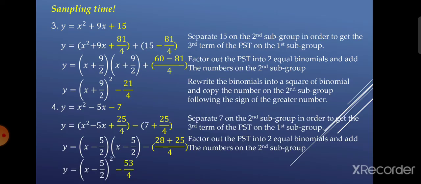Last step. Squaring the same binomial. That is the square of x minus 5 halves. Then where did the negative 53 over 4, or minus 53 over 4, come from? The second subgroup is 28 plus 25. That is exactly 53 over the denominator 4. Positive, no? But the operation outside is minus. So therefore, use the minus operation.